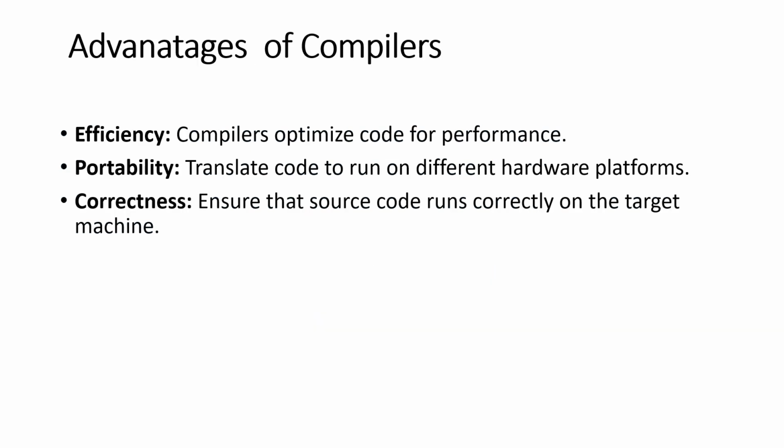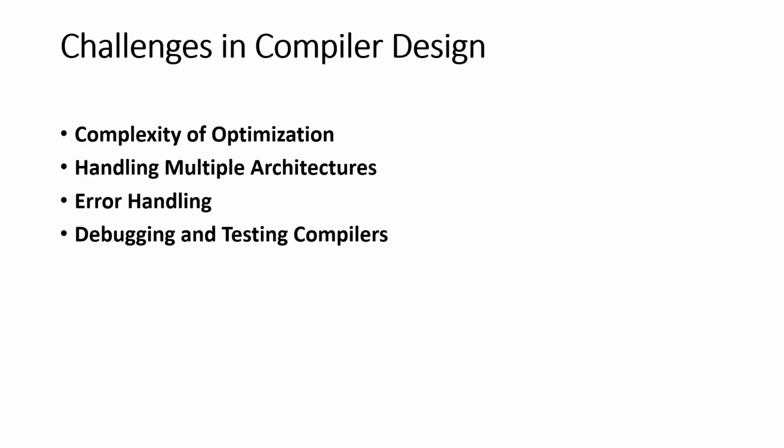Now, what are the advantages of using the compiler? First is efficiency, because it optimizes the code for better performance. Portability means once a program is compiled, we can run it on any other machine. That's why it defines portability. Correctness: once the program is compiled, it ensures that the source code runs correctly on the target machine, any target machine.